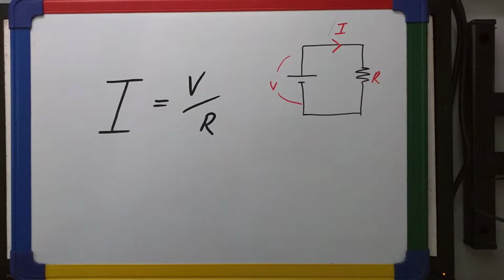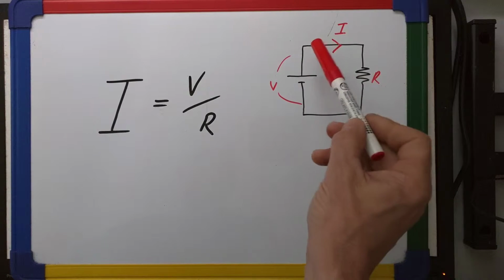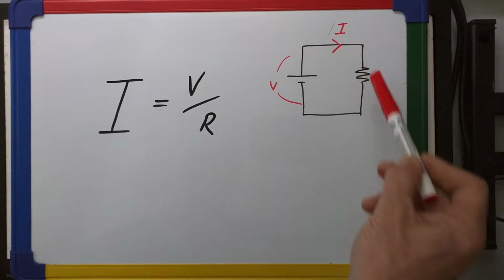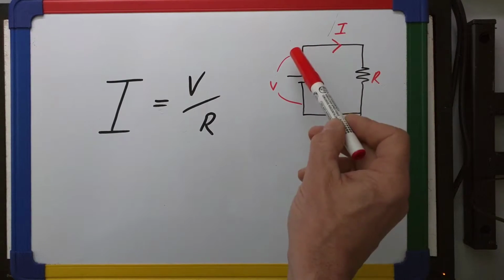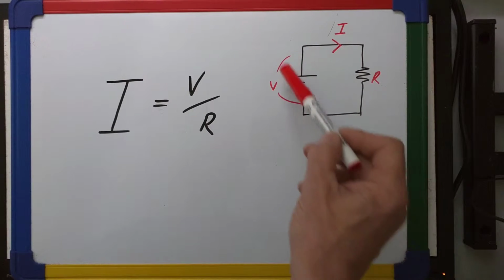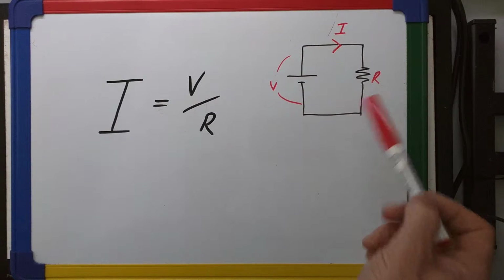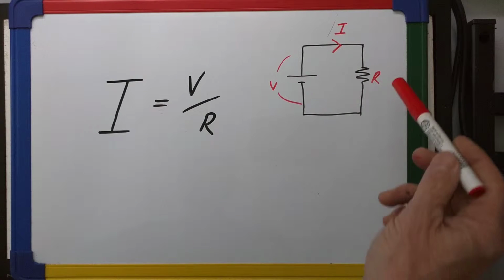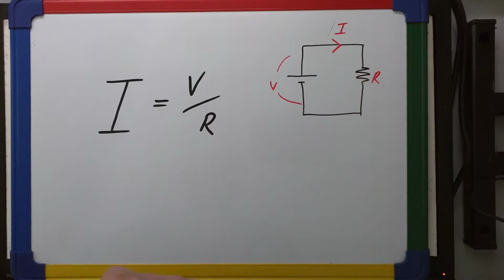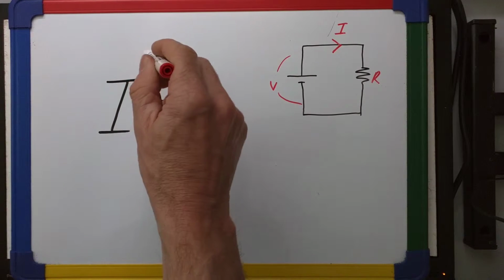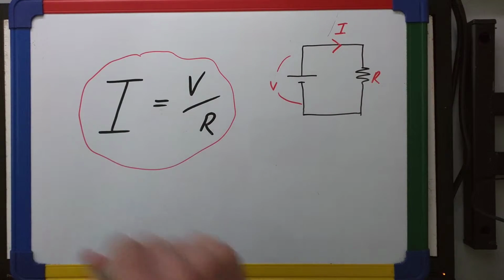In the previous videos we've looked at the basic idea of current flow around a circuit and also the voltage present across a battery or across components in a circuit. And we've looked at the notion of resistance. So it's time to pull all those together with this equation: I equals V over R.